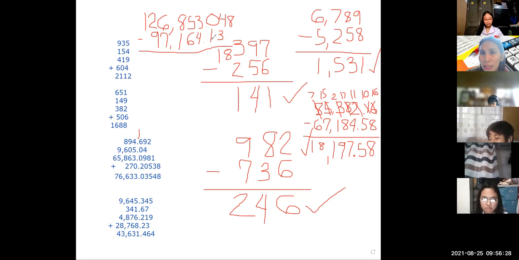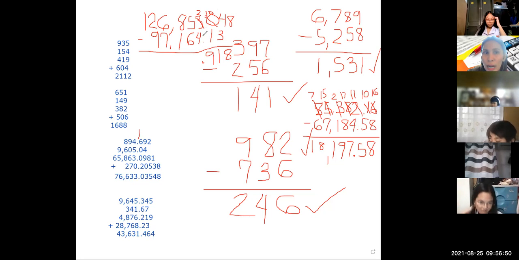1 cannot be subtracted from 0. 0 has to be increased. 0 here becomes 10. 3 here becomes 2. 10 minus 1 is 9. Don't forget the decimal point.